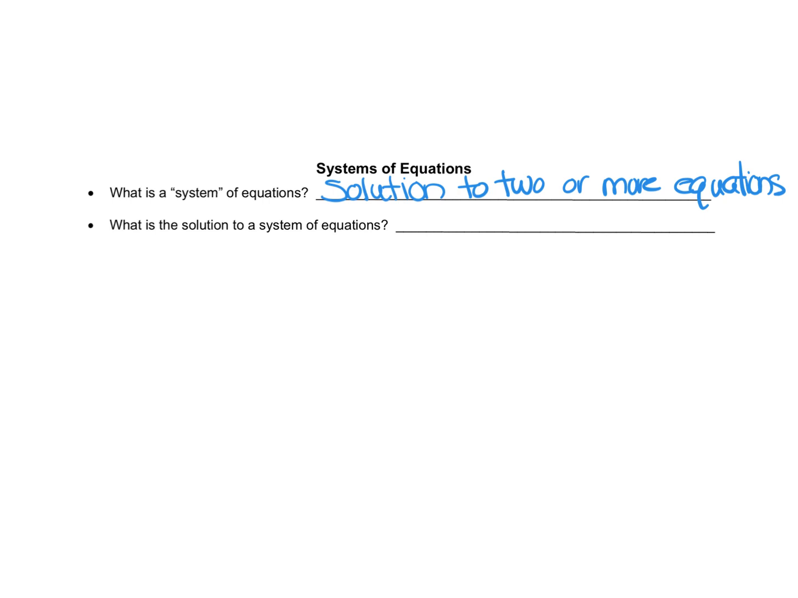And then what is the solution to a system of equations? Well, the solution ends up being an ordered pair. It's an x and a y.